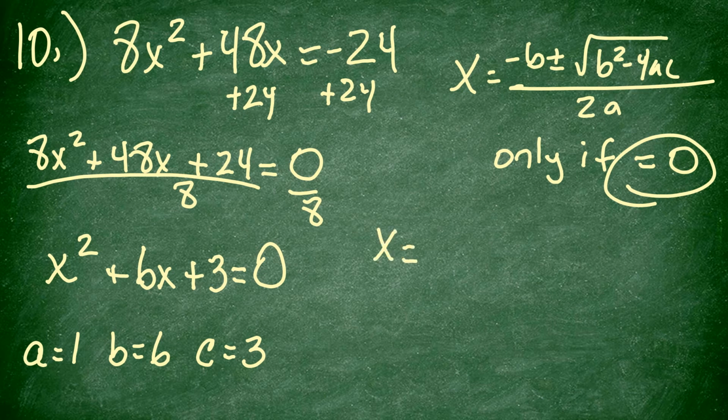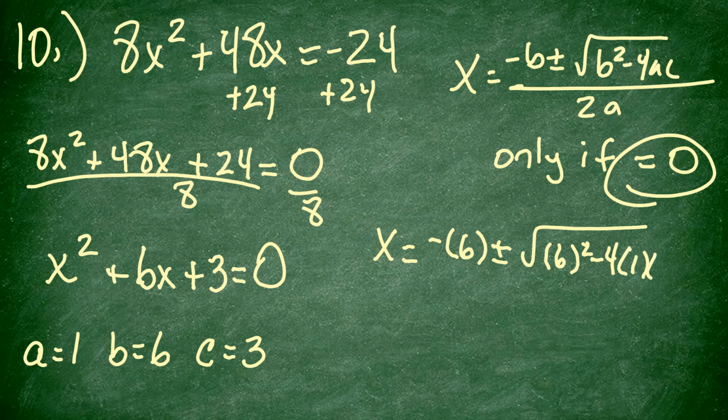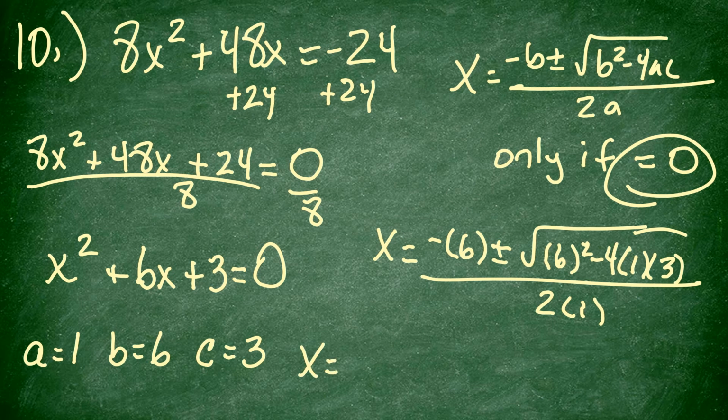Plugging into the quadratic formula, x is equal to the opposite of b plus or minus the square root of b squared minus 4 times a times c, all over 2 times a. So I get x is equal to minus 6 plus or minus, put all this in my calculator, 36 minus 12, so it's just 24, all over 2. Remember, 24 can be broken down into 8 or into 4 times 6. 4 is perfect, so it comes out as 2.